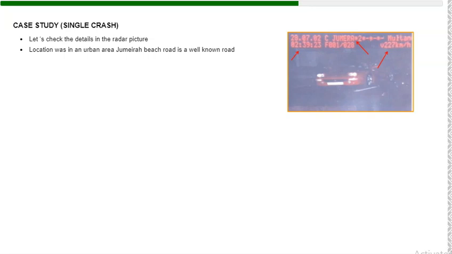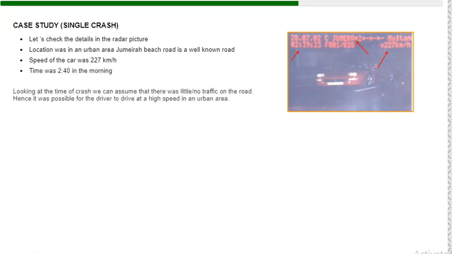Case study: single crash. Let us check the details in the radar picture. Location was in an urban area. Jumeirah Beach Road is a well-known road. Speed of the car was 227 km per hour. Time was 2:40 in the morning. Looking at the time of crash we can assume that there was no traffic on the road. Hence it was possible for the driver to drive at a high speed in an urban area.